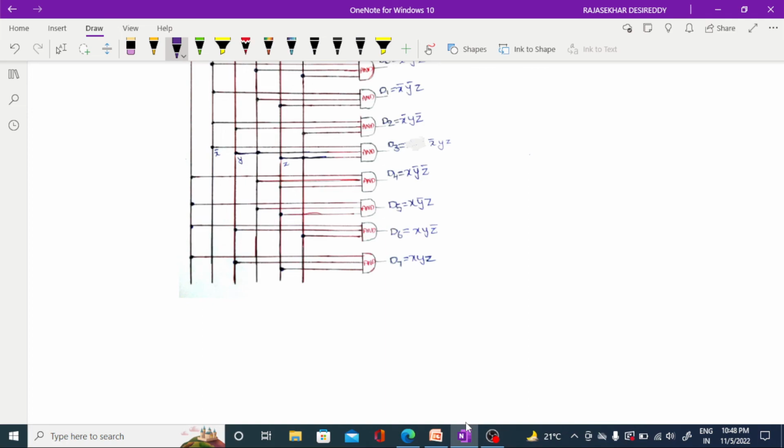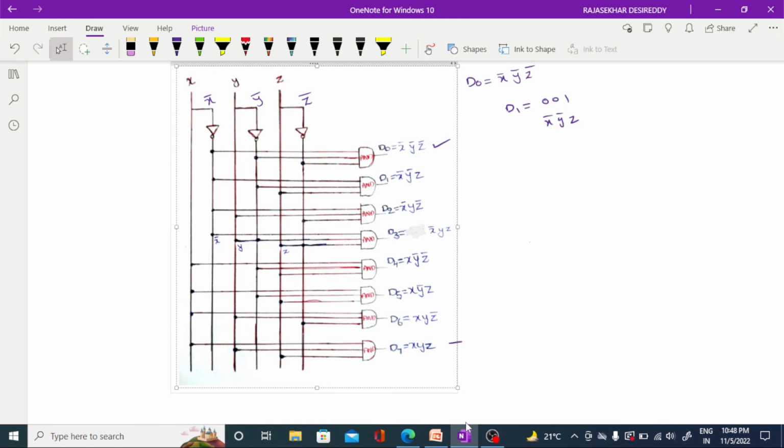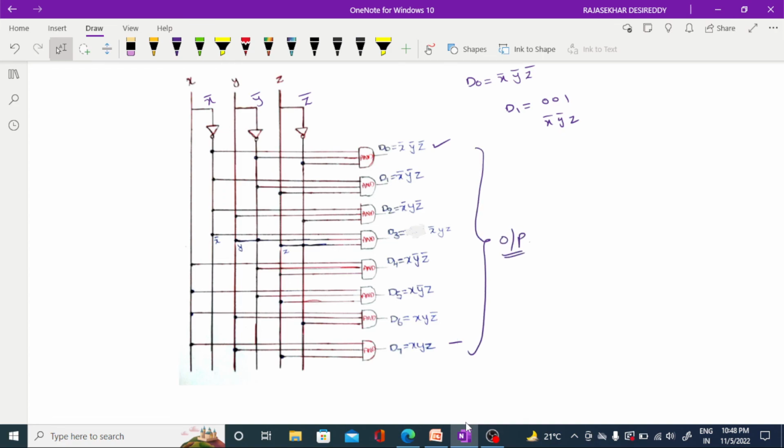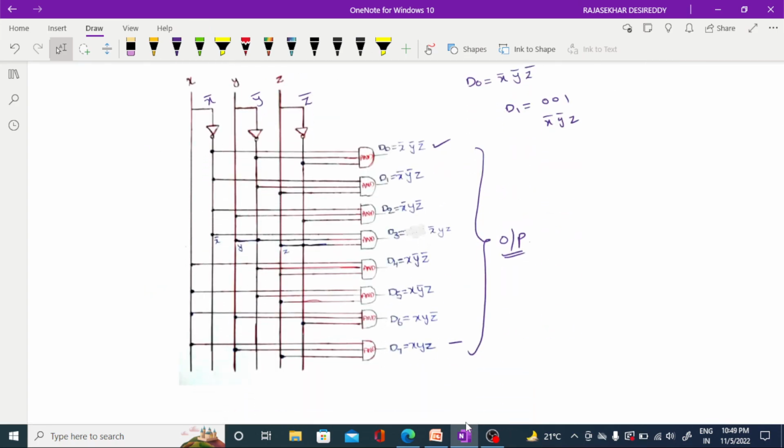For example, X, Y, Z. So D7: this is the X line, this is the Y line, and this is the Z line. This is the X line, Y line, and Z line. So this is the D7 output. So all these are the outputs, and these are the inputs. So hope you understand. This is about the 3 to 8 decoder.